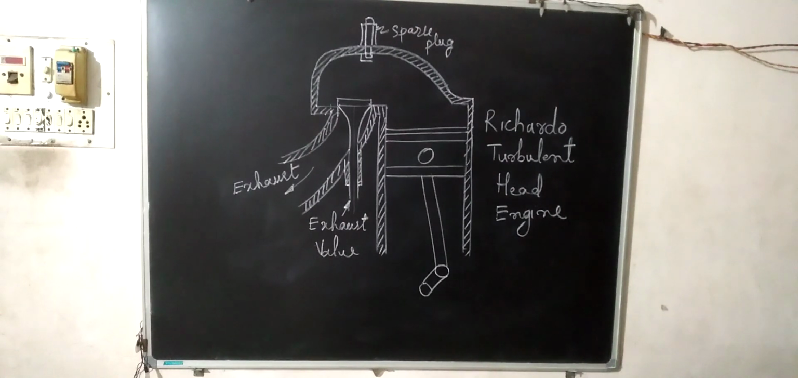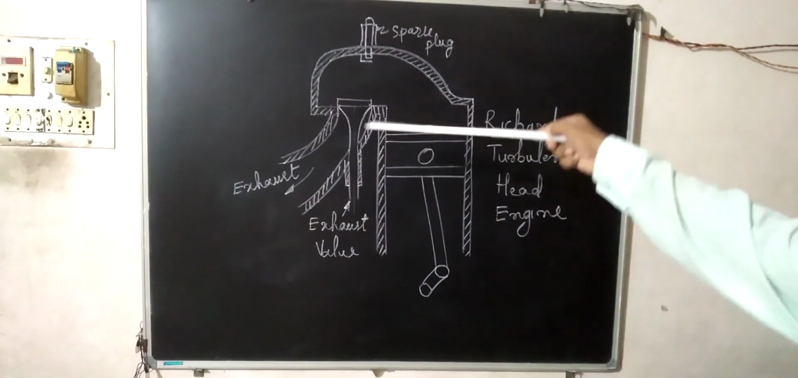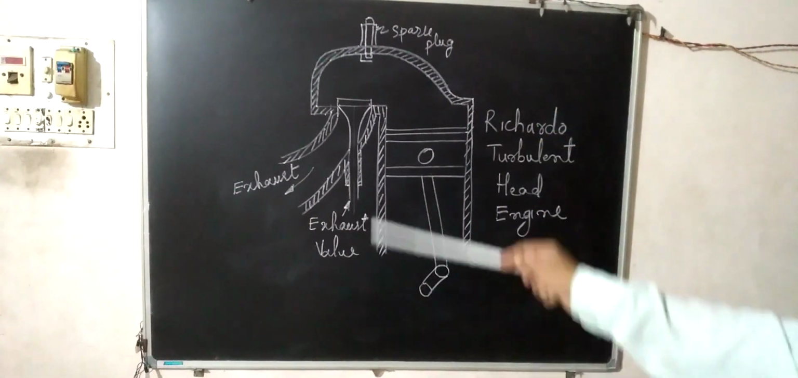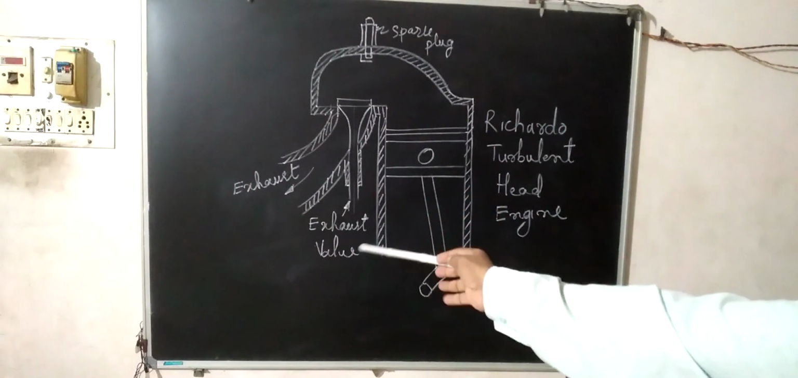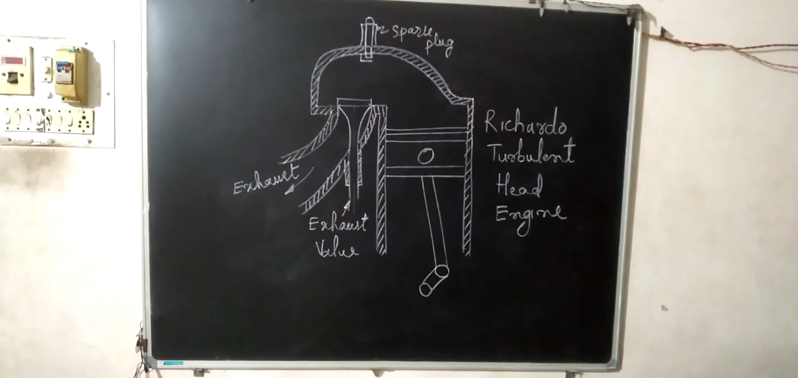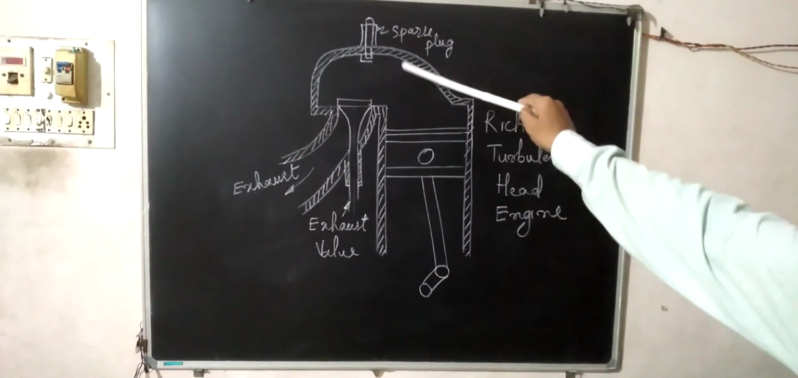This is the Ricardo turbulent head type of SI engine combustion chamber. This is an improvement of the I-head type of combustion chamber. Here, whatever drawbacks were there in the previous one have been resolved. You find an exhaust valve over here, and next to it, at the back side, will be the inlet valve. So exhaust and inlet valves will be on one side only, so that it will be easier for the designer to design the camshaft. The special feature is that you will have a much better turbulence of the combustible mixture over here.